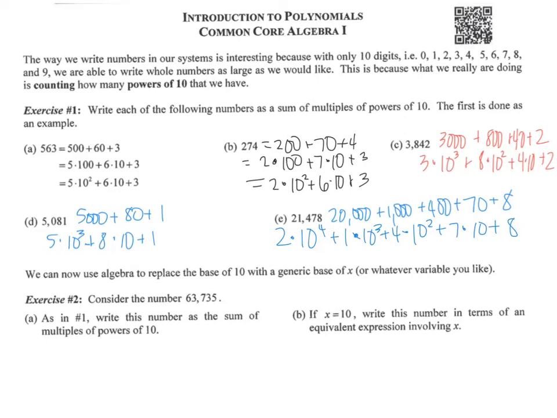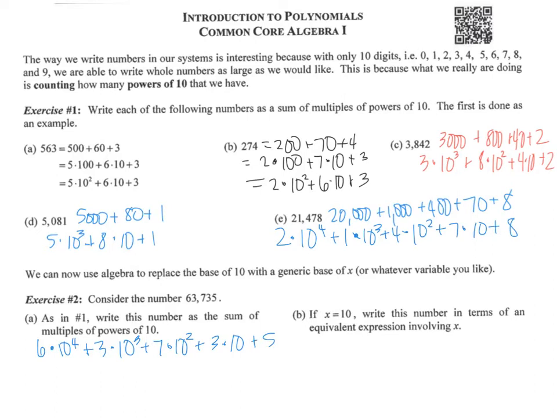63,735. As in number 1, write this number as a sum of multiples of powers of 10. So 60,000 is 6 times 10 to the fourth power. 3,000 is 3 times 10 to the third power, plus 700 is 7 times 10 squared. 30 is 3 times 10, and 5.